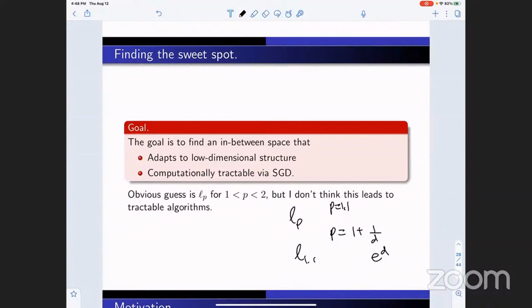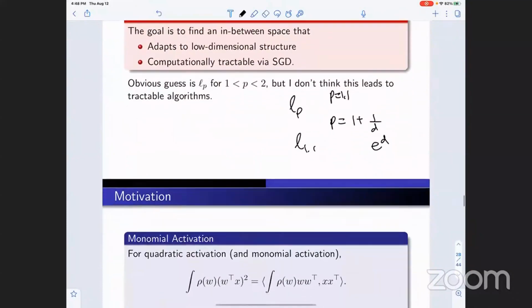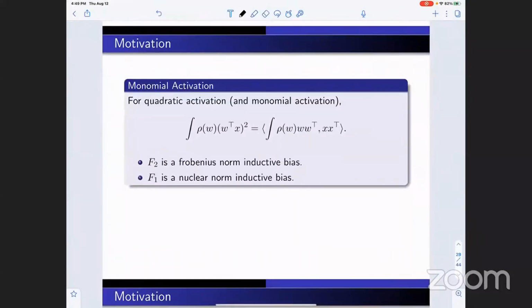I talked about. So I think the first thing anyone would think of is to look at LP. But as far as I can tell, it won't lead to tractable algorithms. So let's turn instead to a different motivation. If you're looking at computation, you should always look at things that we know how to solve and build on top of those, instead of starting with abstract function spaces.